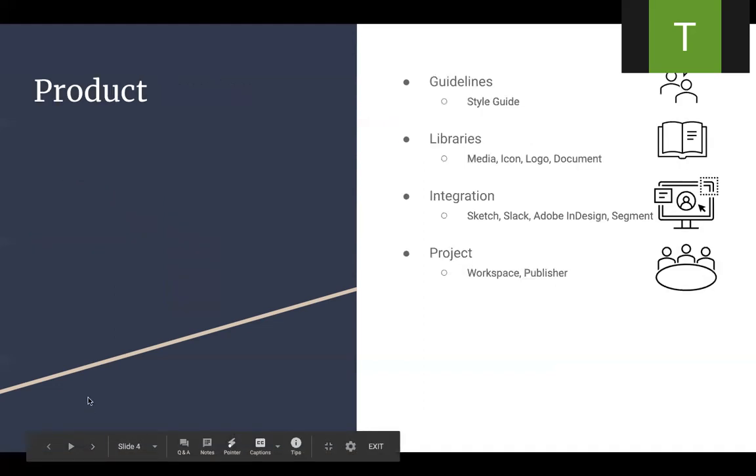So the product, on the Frontify website, you can go to the product, which includes guidelines of different style guides, and they have libraries with different media, icons, logos, and documents. And they also have integrations. They use Sketch, Slack, Adobe InDesign, and Segment, and they have the project, which includes the workspace and publisher.